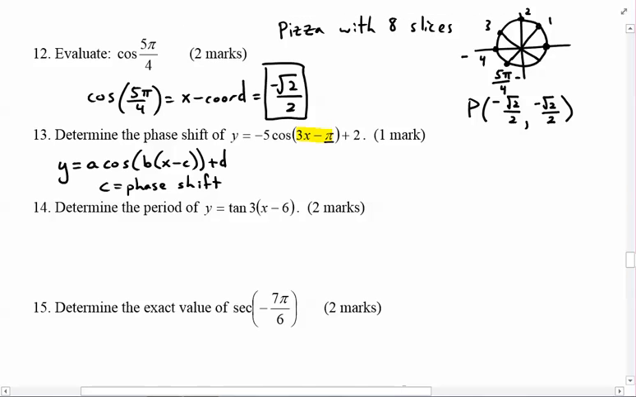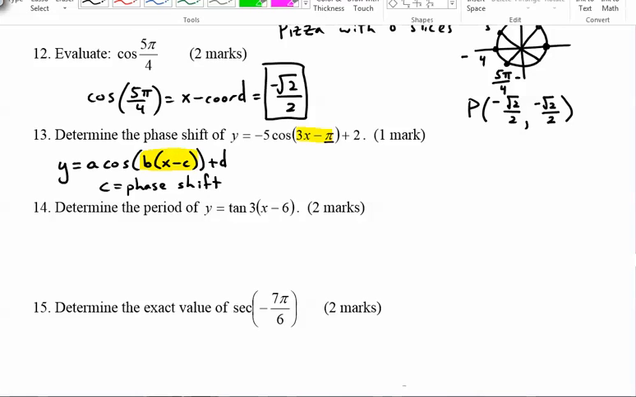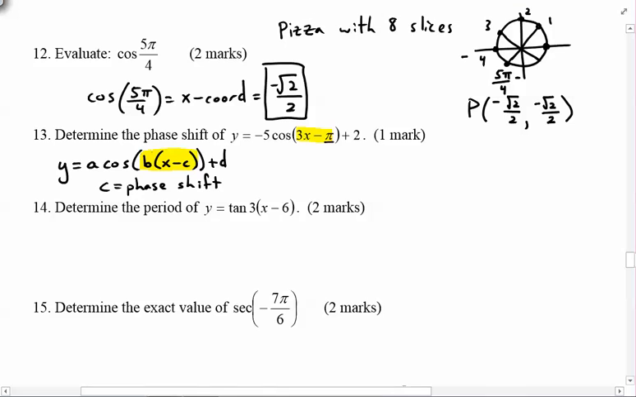Here, we have one term inside the brackets, but here, we've got brackets inside the brackets. What we need to do is factor out b. So b always must be factored out. So before we figure out what the phase shift is, we need to take out the 3, and in brackets write what's left over after we divide. 3x divided by 3 becomes x, and pi, when we divide it by 3, becomes pi over 3. So we always need to write b in factored form before we decide what the phase shift is.